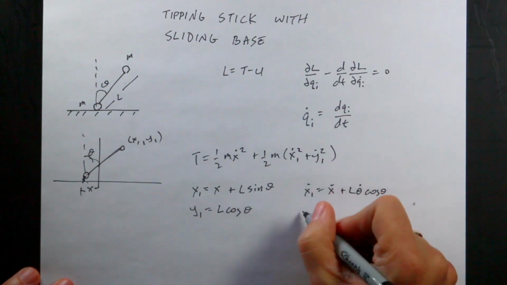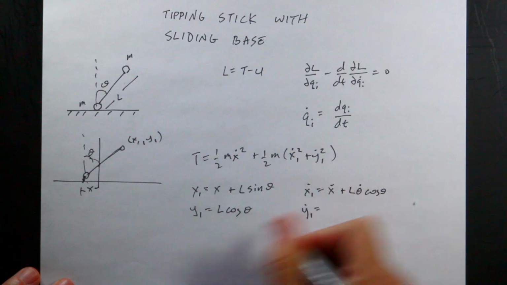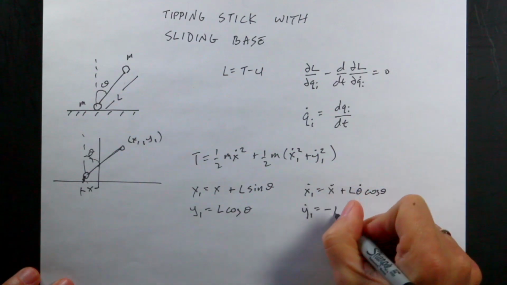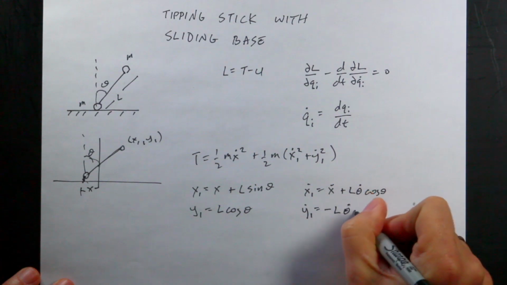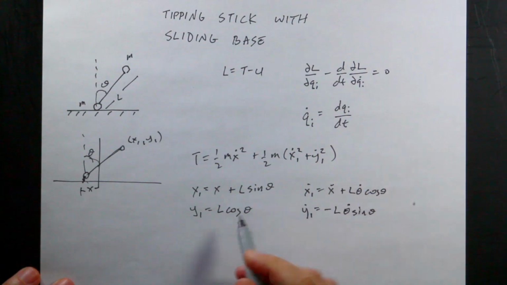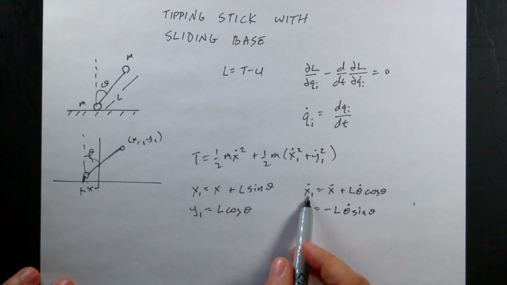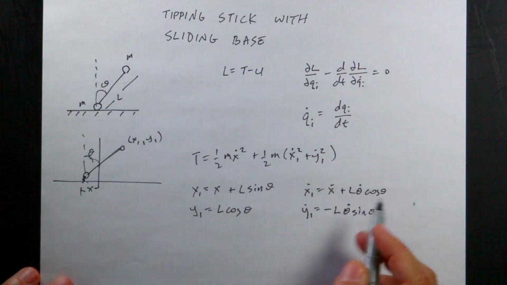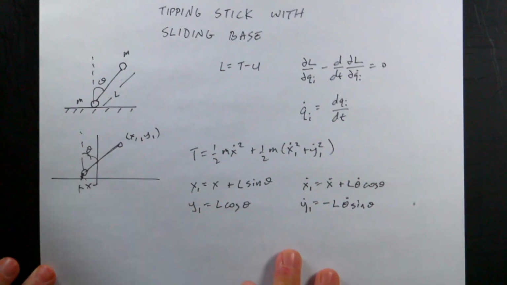Same thing down here, y1 dot. It's going to be the derivative of cosine theta is negative sine, so I get negative L theta dot sine theta. So don't forget to take the derivative of theta, right? It's not a partial derivative, it's a derivative. So you gotta do everything. So now I have x1 dot, y1 dot. To plug them in here, I just need to square these. So let's write that out. Let me move this up a little bit.